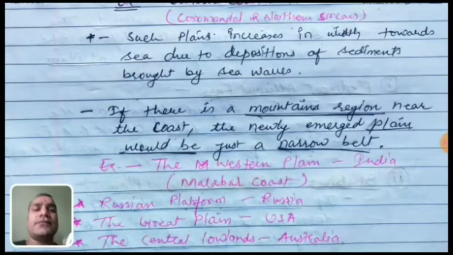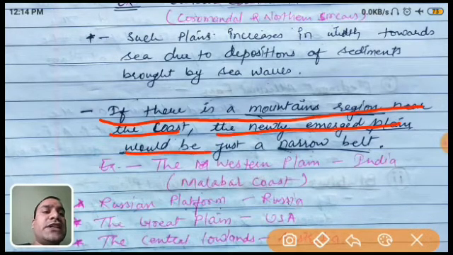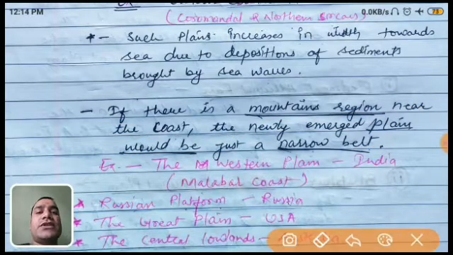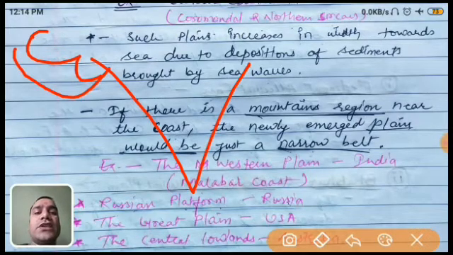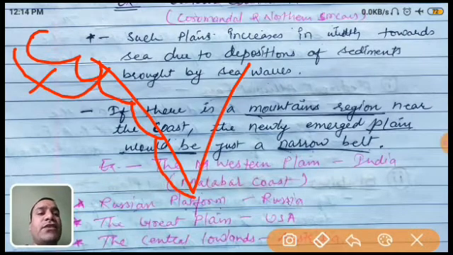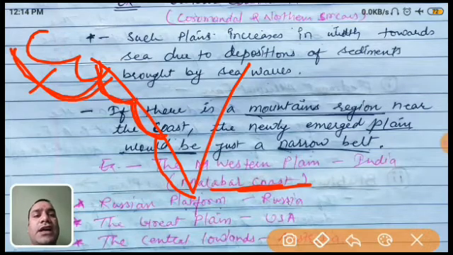I hope you understand. If there are mountain ranges near the coast, the newly emerged plains would be just a narrow belt, as in the example I gave. Here it is the Western Plains of India, the Malabar coast. Now see, here is one coastal plain. What is its name? Its name is Kathiawar. Then there is another, the Konkan, and then the Kanara, and the last one is the Malabar, which is the given example. So these are all different names of the plains: Kathiawar, Konkan, Kanara and Malabar.